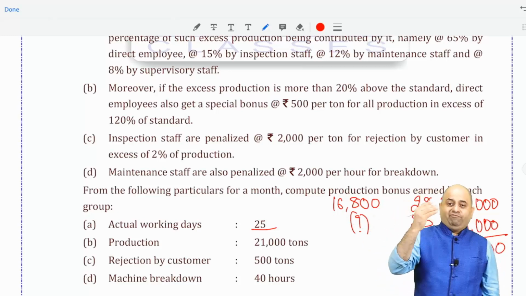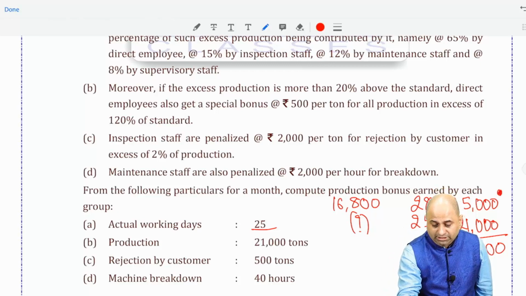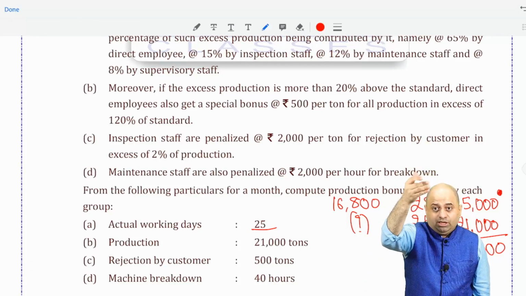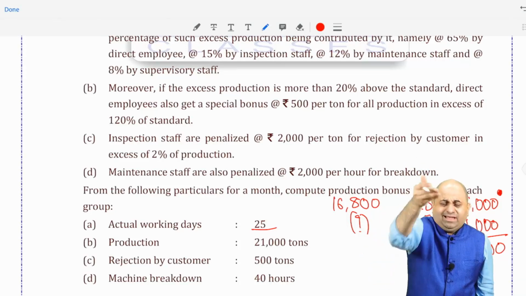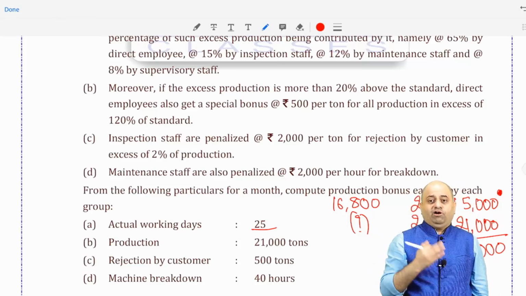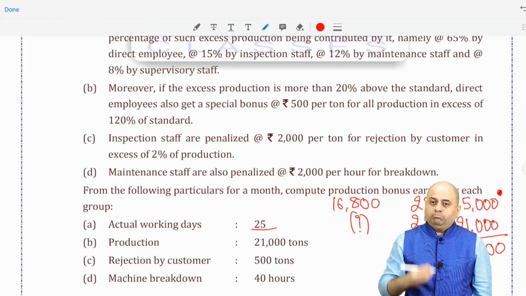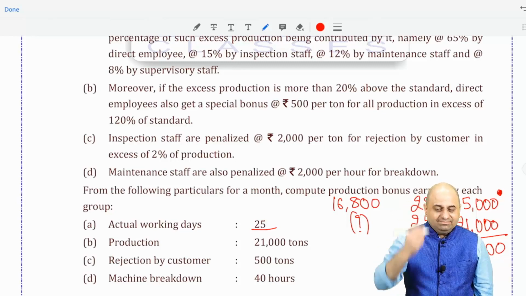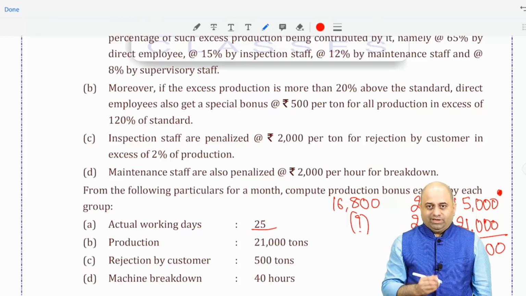You simply find out standard, which you already have, that is 15,000 tons. Take 120% of that, so 18,000. Compare that with actual production 21,000. Excess production, that is production in excess of 120% of standard, is 3,000 tons. Multiply that with bonus, and that will be special bonus to direct employee.